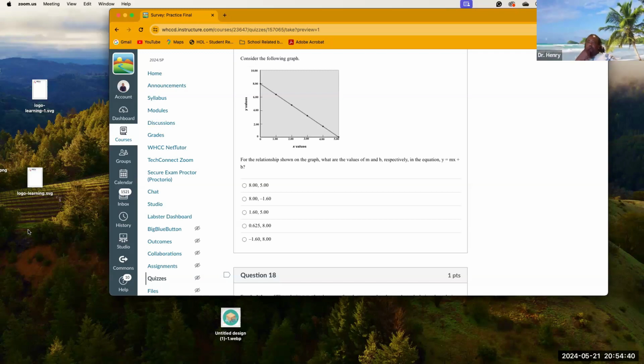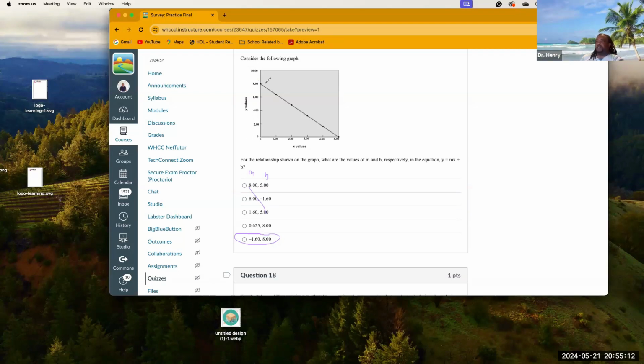Okay, so B represents, okay, so we said E. B is going to represent the y-intercept. So we know that the y-intercept is going to be at 8. So we can get rid of all of these because it should be M and this should be B. So it's going to be one or the other of these two.